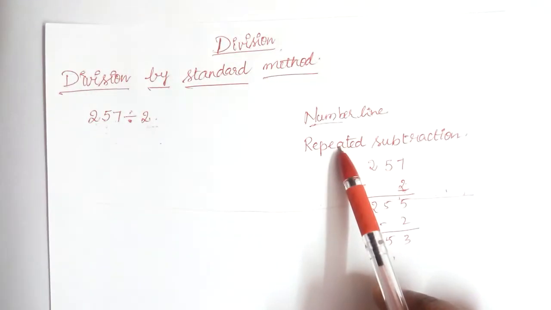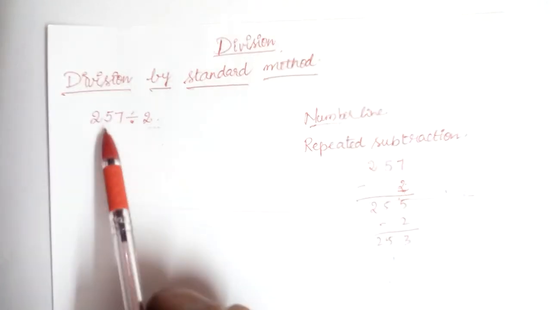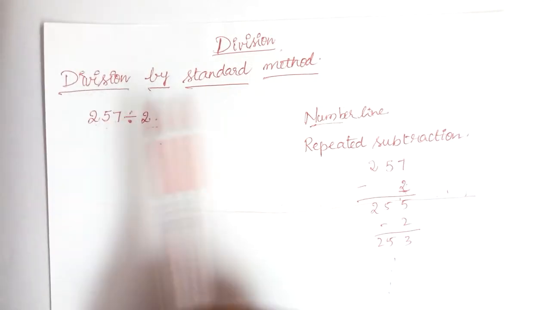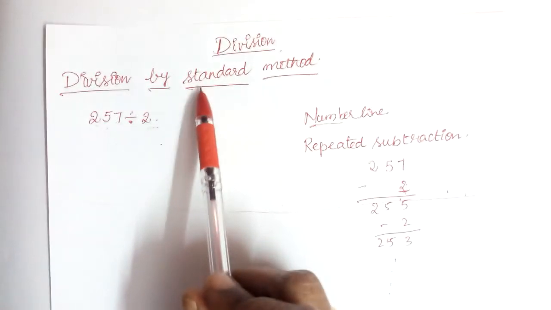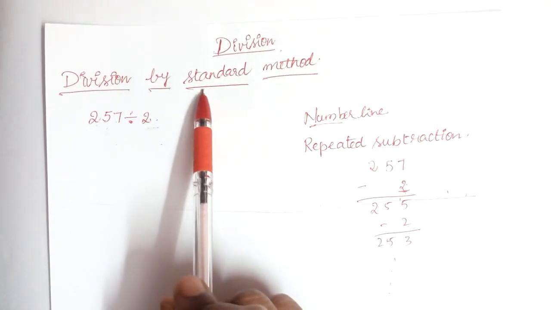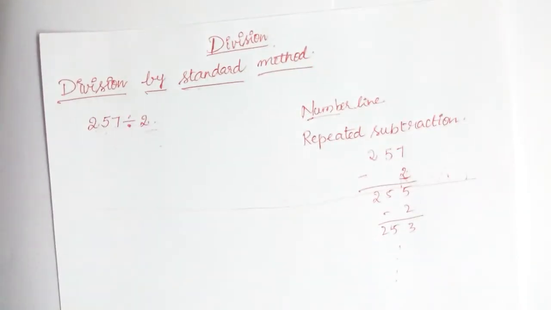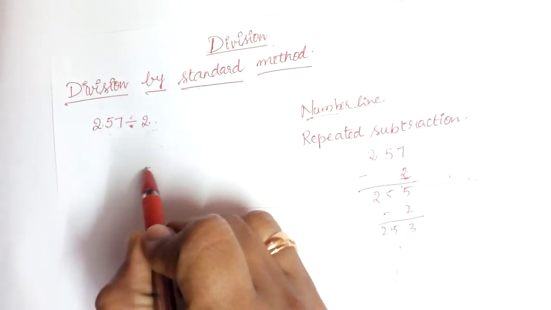So these two methods take very long time. It takes so much time when we have big numbers like this. Okay, so for this purpose we have division using standard method. Okay, I'll show you how to do division using standard method.